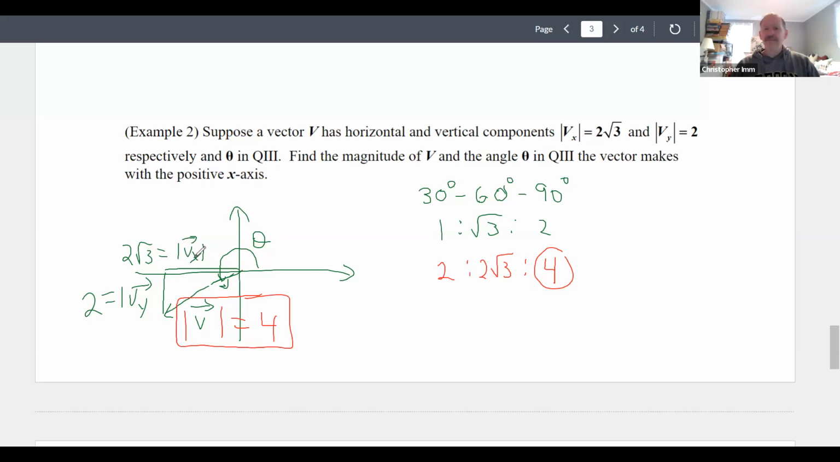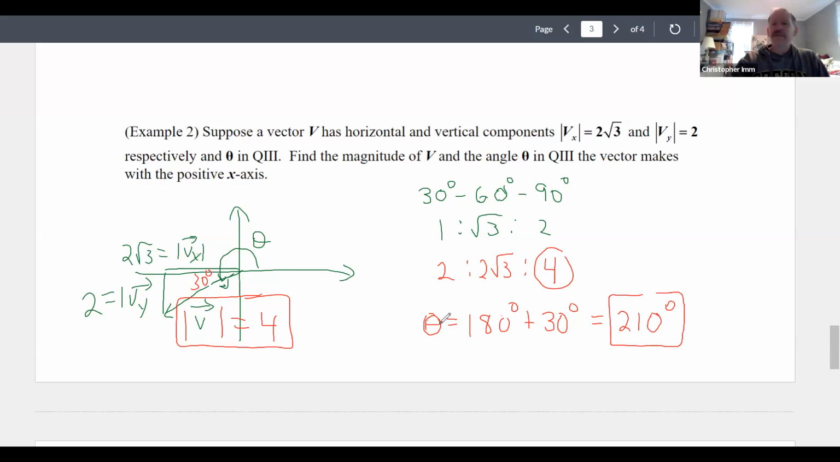So in fact, this means that the angle across from the smallest side is going to be 30. So that angle between the negative x-axis and that vector is 30 degrees. So we should know that the whole angle theta is going to be halfway around there, 180 degrees, plus that 30 degrees that we have. That goes a little further, and that gives us 210 degrees for a direction from the positive x-axis. So this would be our direction, and our magnitude would be 4.